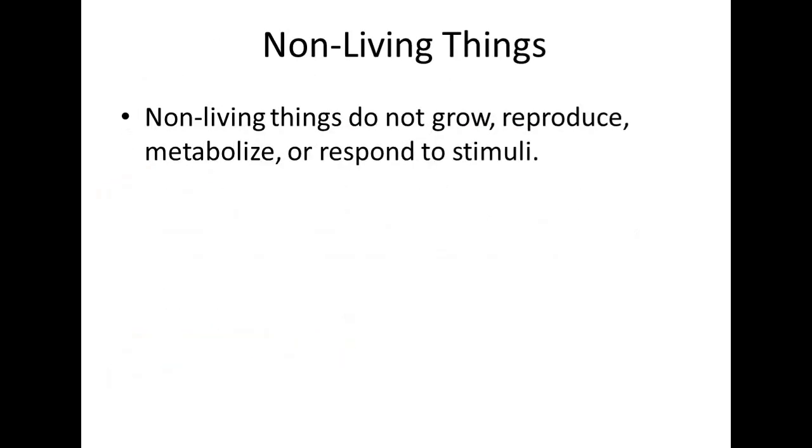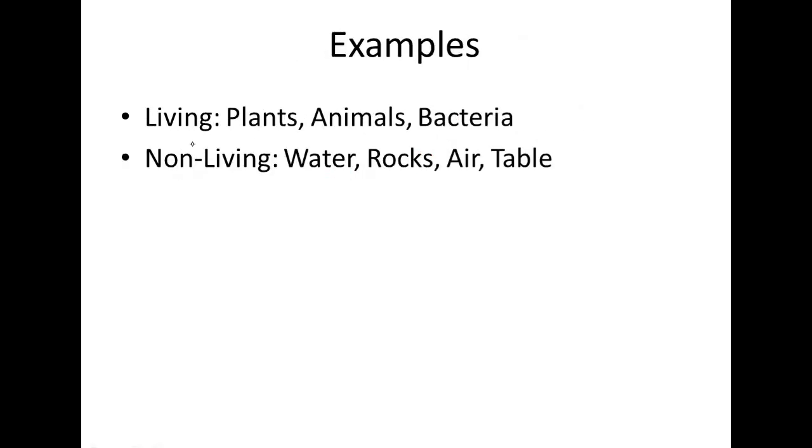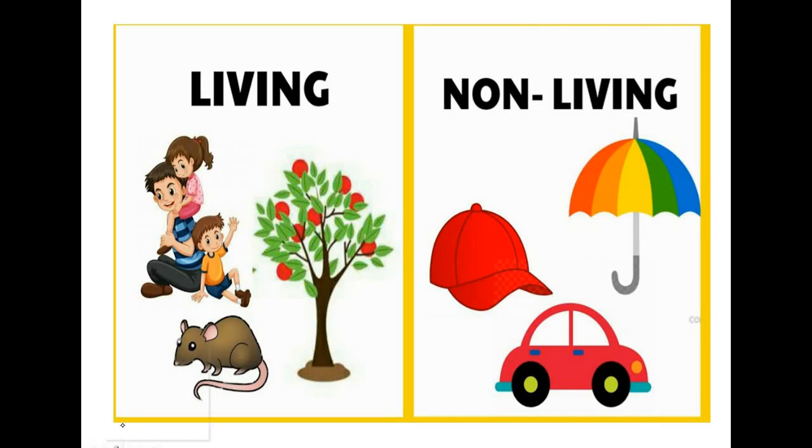Okay. Now non-living things. Non-living things do not grow, produce, or reproduce, metabolize, or respond to stimuli. Examples of living organisms are plants, animals, bacteria. Non-living things: water, rocks, air, table, chair. Most of the things are non-living, we are using them for the betterment of our life. These are the living things: plants, mouse, humans. Non-living things: hat, umbrella, car.